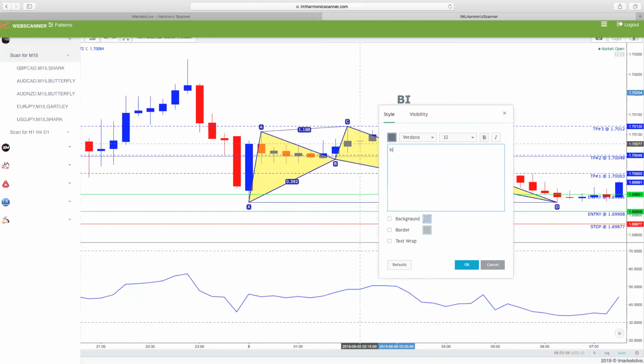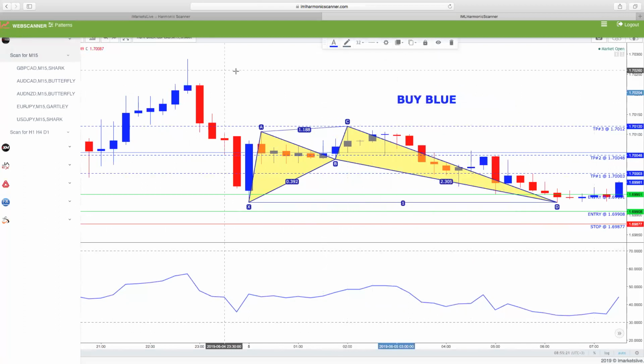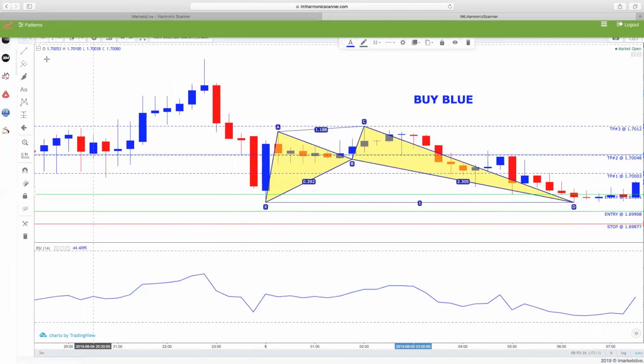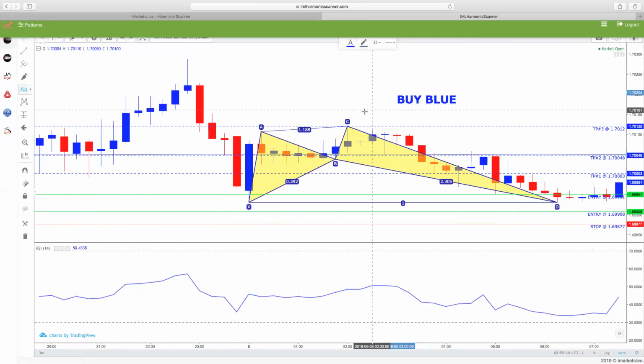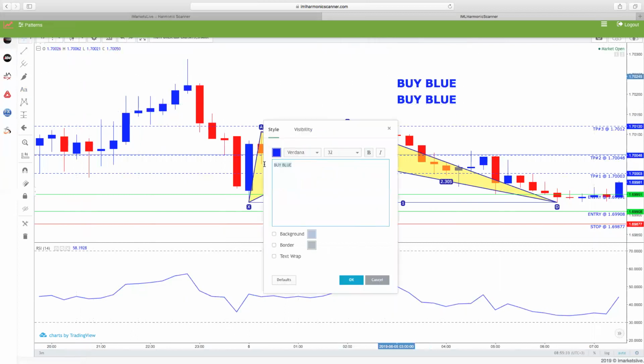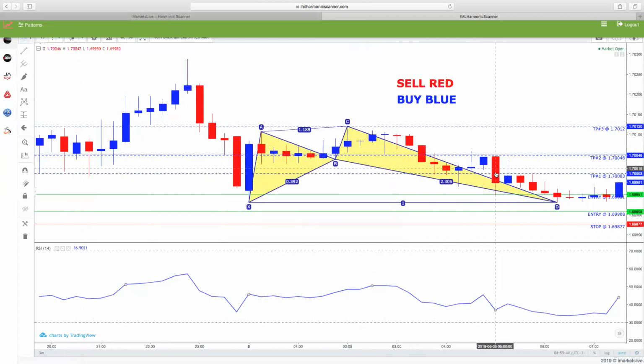So my buy candles are blue. I spelled today, okay? My buy candles are blue. And I'll just do, let's see, one more thing here. Okay, my buy candles are blue and my sell candles are red. So I just want to make that clear. Sell candles are red. Okay? And again, these are candles.